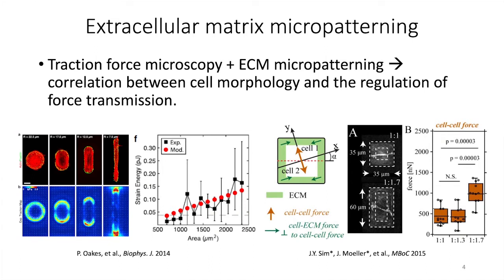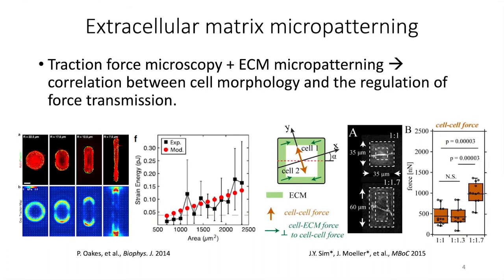On the right is a paper from Beth Pruitt's lab, which looked at cell-cell forces in cell doublets assembled on rectangular ECM micropatterns. The ECM micropattern can be seen in the schematic as green, and the cell-cell forces inferred from the traction maps are indicated in brown or orange arrows.